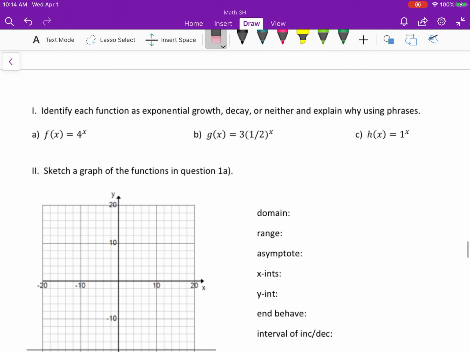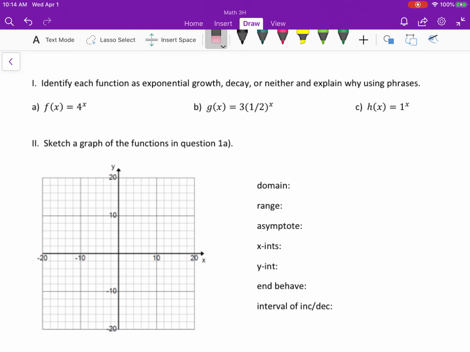Okay, our next part of this is simply just a couple of things to make sure you know what the heck is going on. When we're talking about identifying functions as growth, decay, or neither, and explain why, well, we need to look for our growth rate or our decay rate.